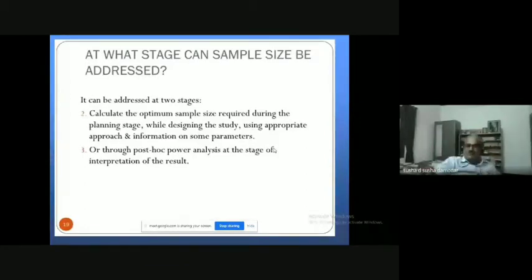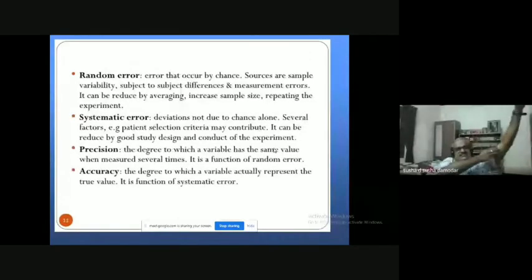That is something technical. So many errors are there. At the time of selection of sample from the population: random error, systematic error, precision, accuracy. These are something technical. But the researcher has to reduce the effect of such errors for validating our hypothesis or getting valid result for interpretation and generalization.